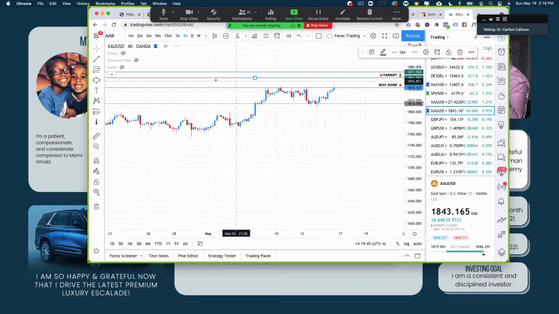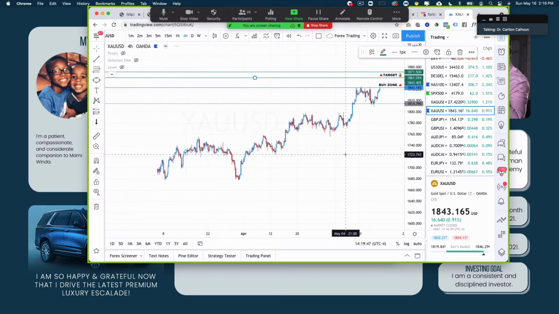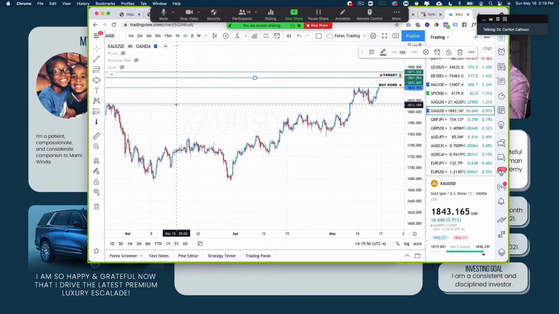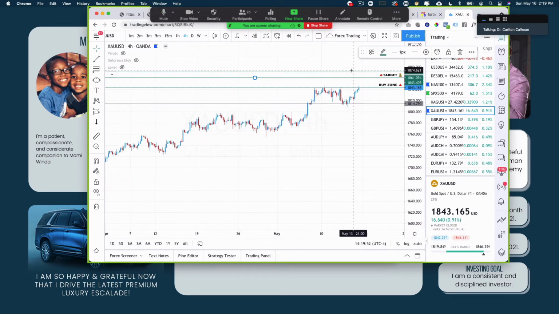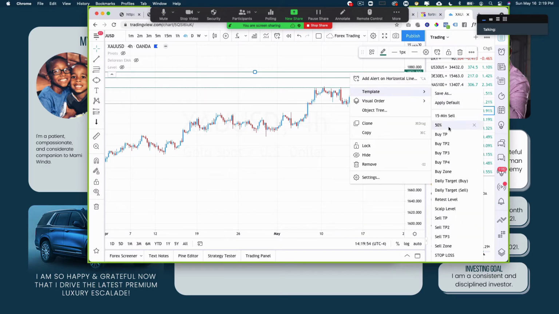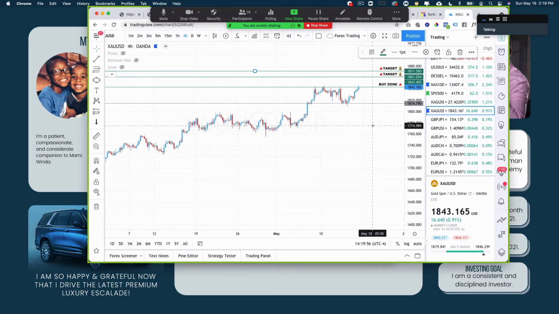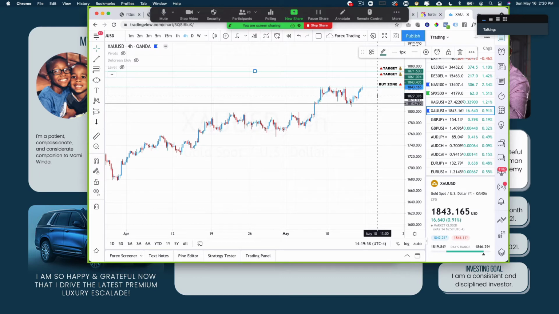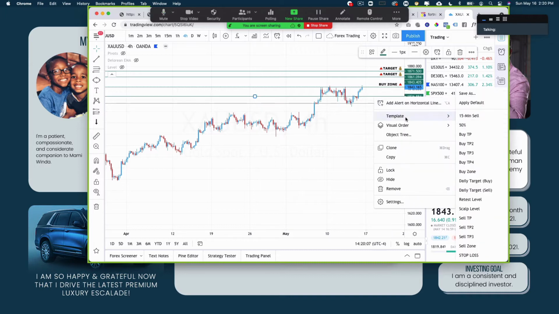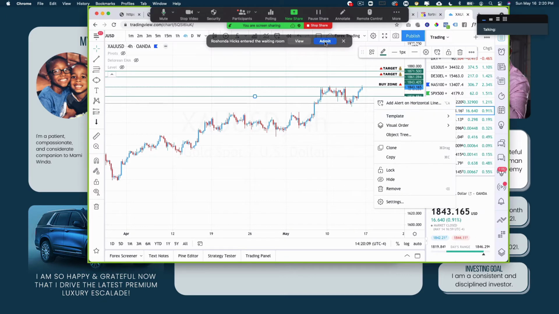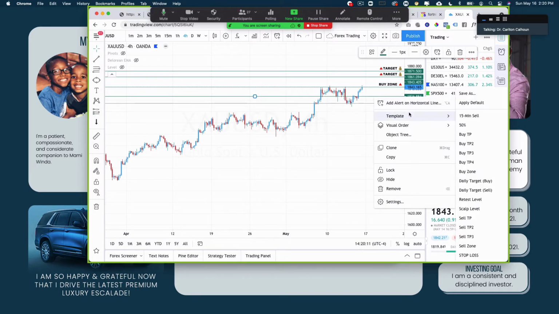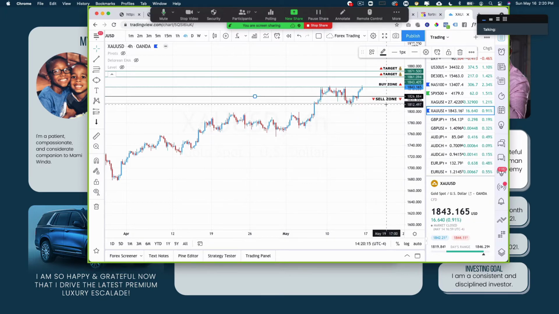These are dailies. You can drop down and get a closer bird's eye view if you like. You can start a sale here. Sell zone. Target.